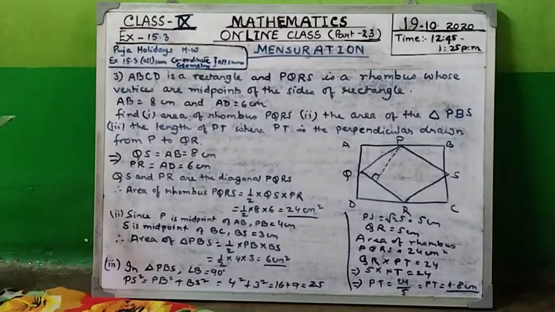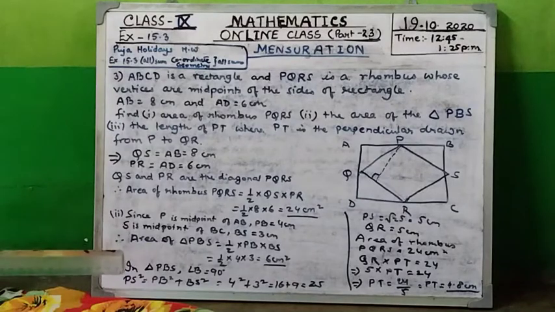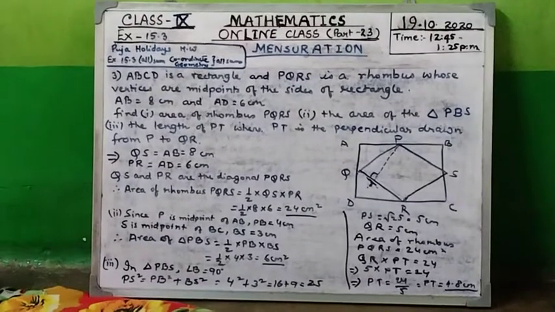Now coming to the last application. ABCD is a rectangle. PQRS is a rhombus inside the rectangle whose vertices are the midpoints on the sides of the rectangle. Now AB is given as 8 cm and AD is equal to 6 cm. You have to find the area of the rhombus PQRS, the area of the triangle PBS, and the length of PT, where PT is the perpendicular drawn from P to QR.